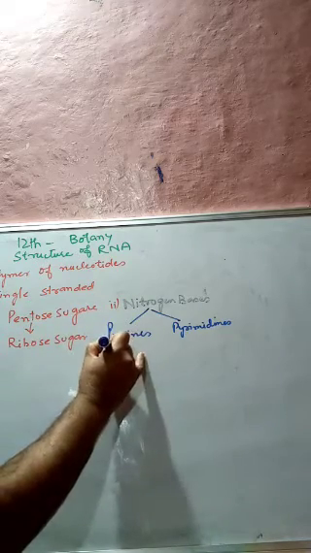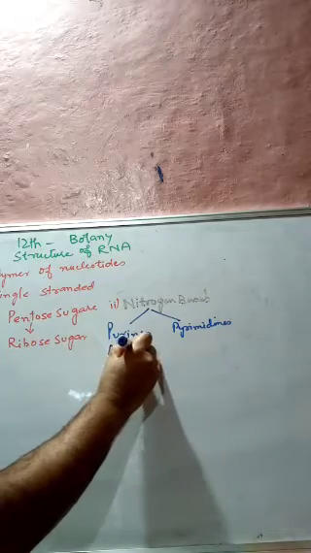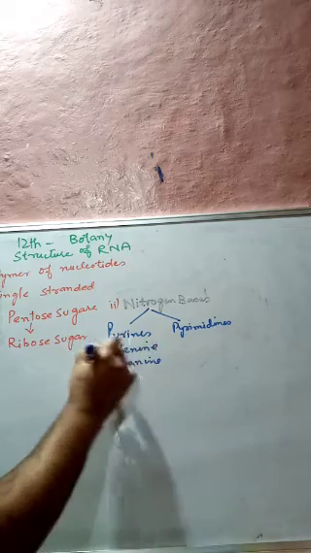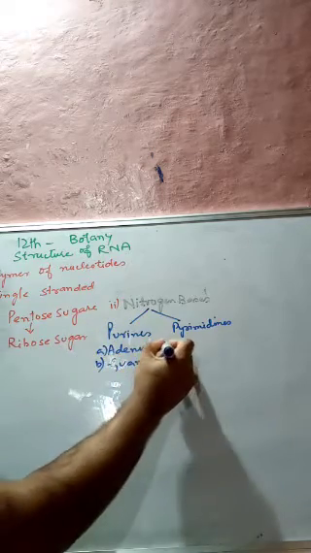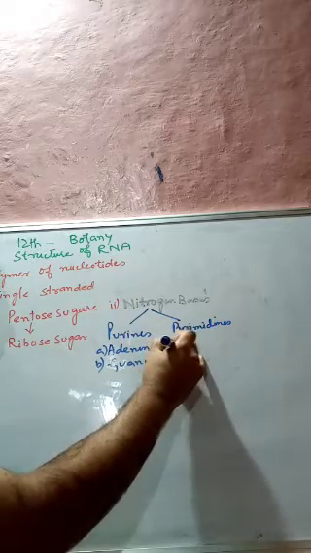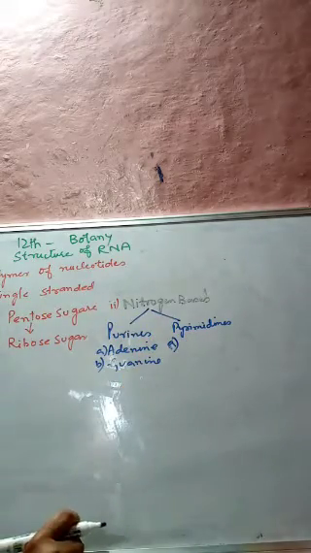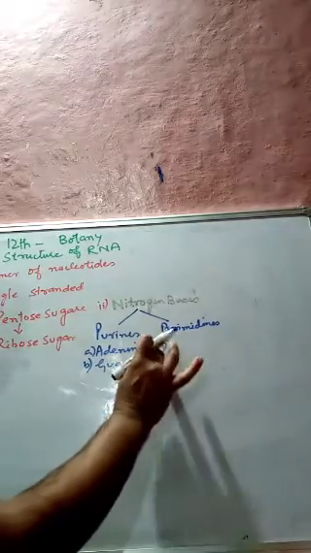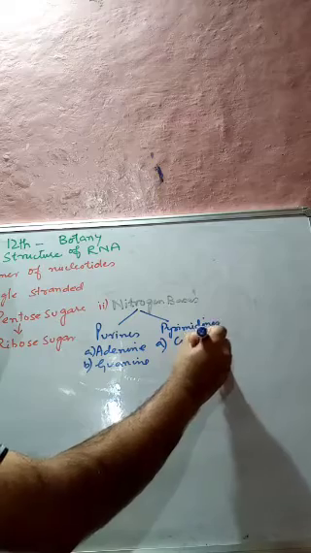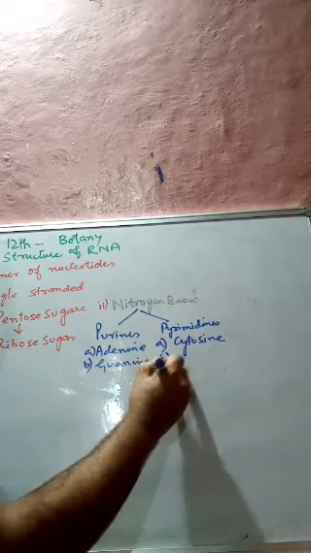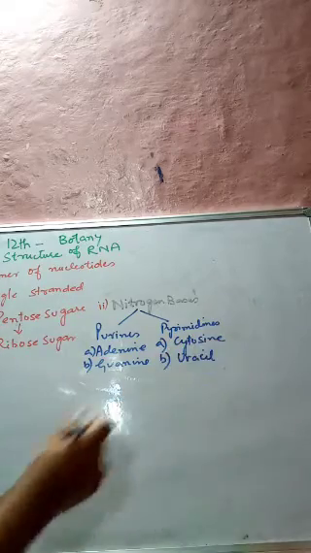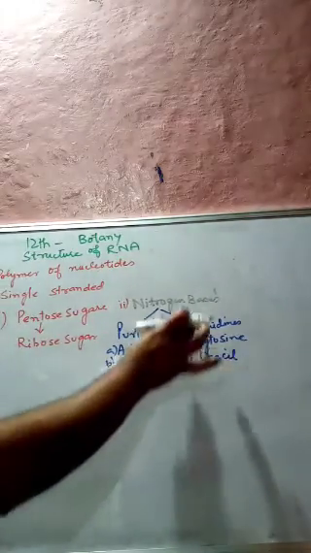First one, that is adenine, and guanine. They are the same. While there is a change. In case of DNA, it was cytosine and thymine. But here it is somewhat different. One is different. First one is cytosine, and second one is, instead of thymine, we have got uracil. So there is a change in this.